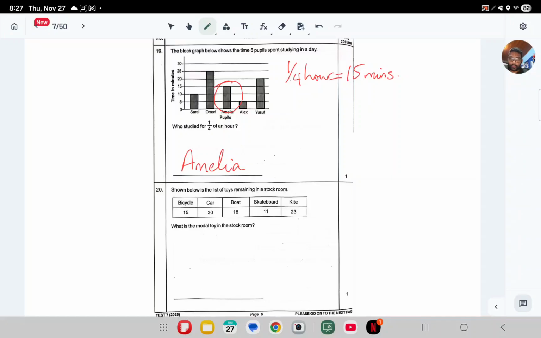Shown below is the list of toys remaining in a stock room. They said what is the modal toy in the stock room? Modal toy means the most common toy, and therefore we look to see which one has the highest value. We realize that cars has the highest value, so the modal toy, the most common toy, would be car.